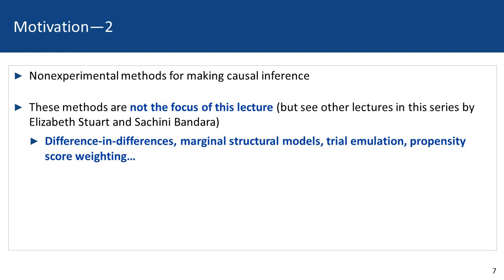There are a lot of different non-experimental methods for making causal inference, and these methods themselves are not the focus of this specific lecture, but they are the focus of other lectures in this Alacrity Methods series by Elizabeth Stewart and Sachini Bandara. Some examples, which I'll just allude to briefly, of these types of methods are difference in differences, marginal structural models, trial emulation, and propensity score weighting, among others.